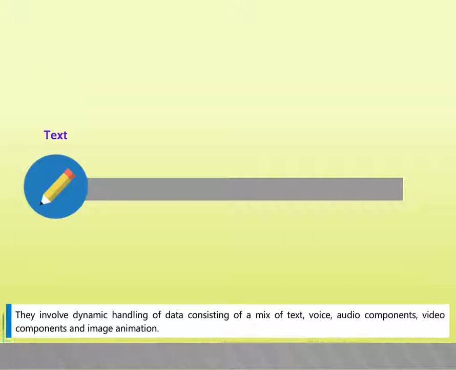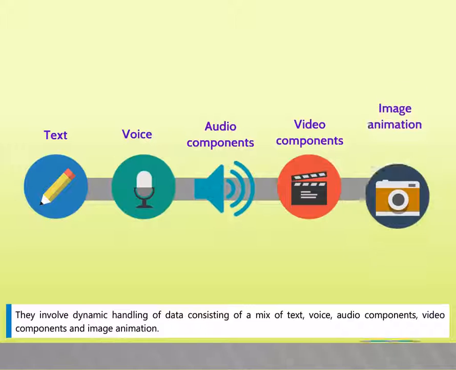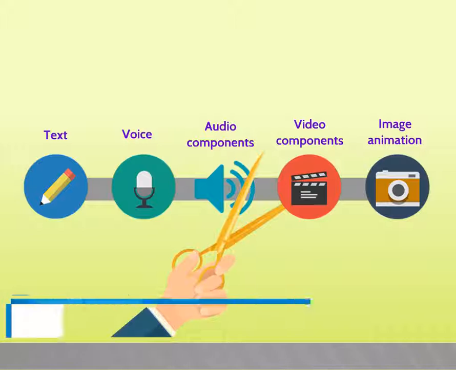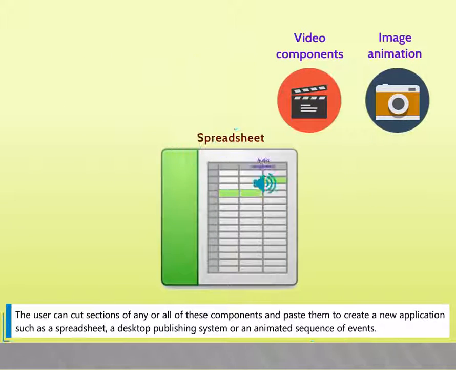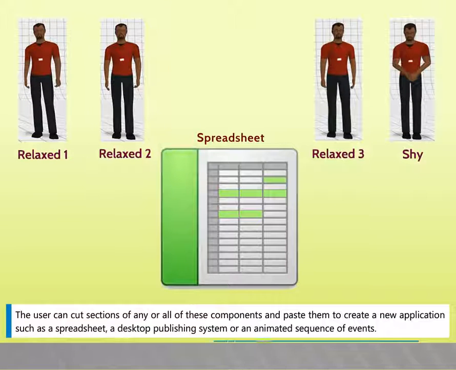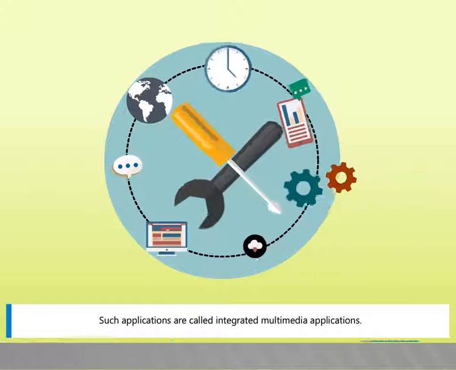They involve dynamic handling of data consisting of a mix of text, voice, audio components, video components, and image animation. The user can cut sections of any or all of these components and paste them to create a new application such as a spreadsheet, a desktop publishing system, or an animated sequence of events. Such applications are called integrated multimedia applications.